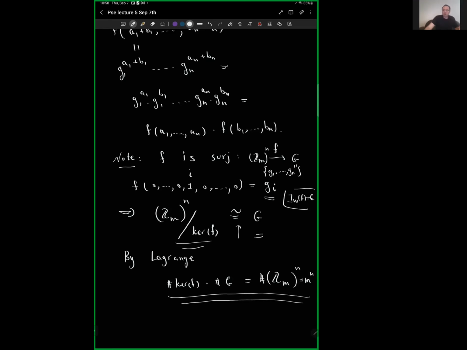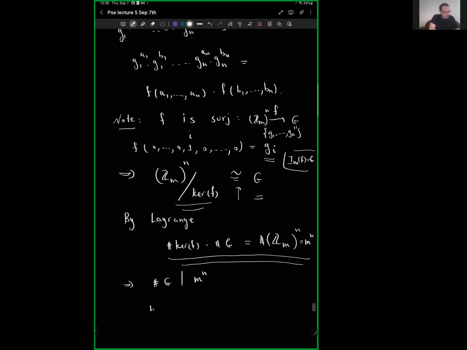So now I conclude that the number of elements in G must divide m to the n. But P divides the number of elements in G by assumption. And P does not divide m. So P does not divide m to the n either, and that's a contradiction.